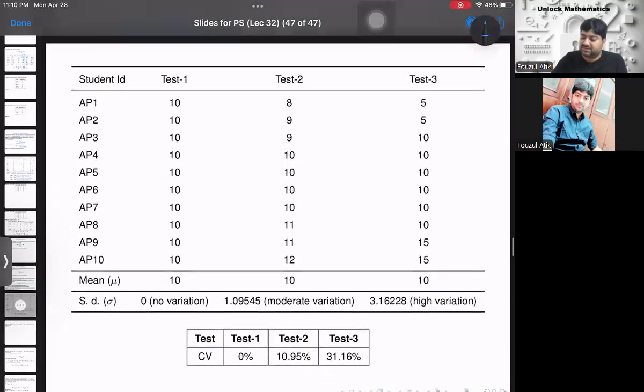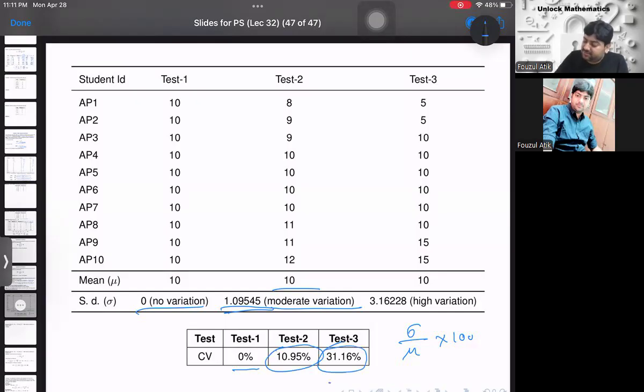Now for this example, we have already calculated the standard deviation, the sigma value, and the mu value. Then what is the CV? It is sigma divided by mu into 100. Whether it is grouped data or ungrouped data, the formula is the same. For the first data, sigma is 0, so sigma divided by mu into 100 gives 0. For the second, it is 1.09545 divided by mu, which is 10, into 100. If you calculate, the value is 10.95%. In the third case, it is this one.